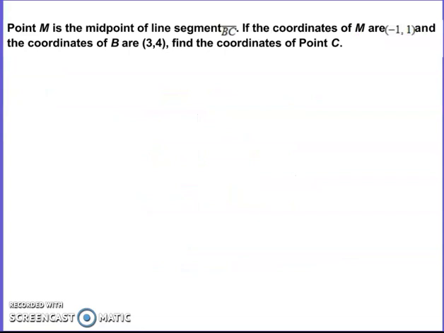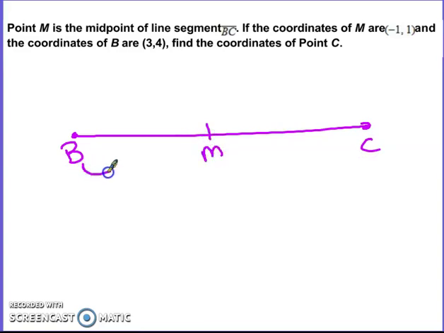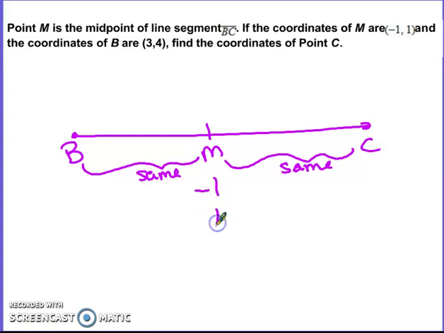Point M is the midpoint of line segment BC. Okay. So if I have line segment BC, M is the midpoint, that already tells me that these sides are going to be the same because the midpoint's the middle, making two congruent sides. If the coordinates of M are (-1, 1), and the coordinates of B are (3, 4), find the coordinate of point C. So I'm going to label my drawing. M is at (-1, 1). B is at (3, 4). Well, we know midpoint means they're the same.